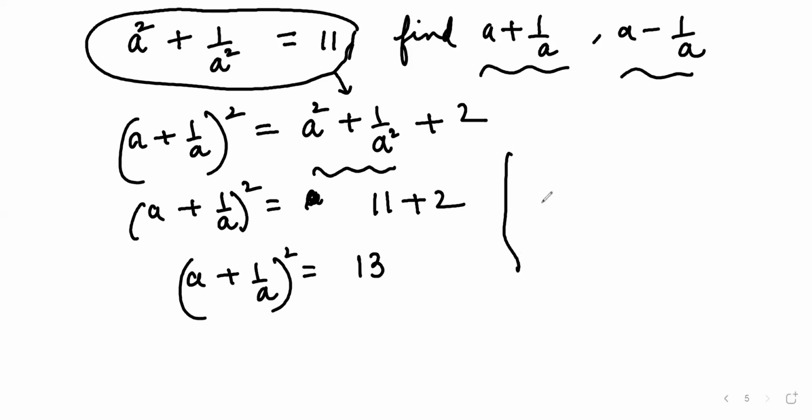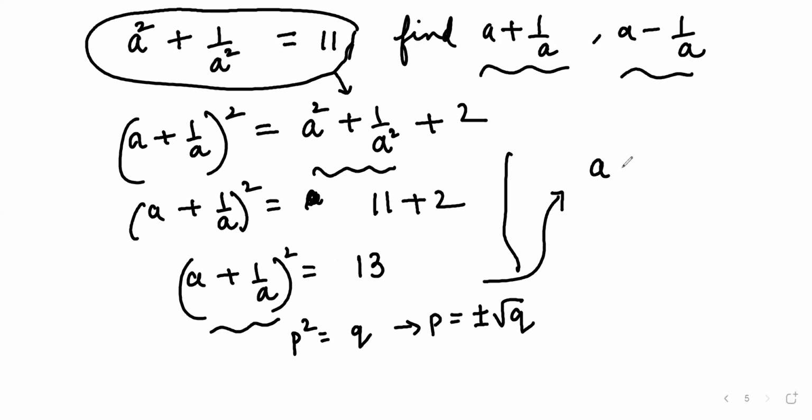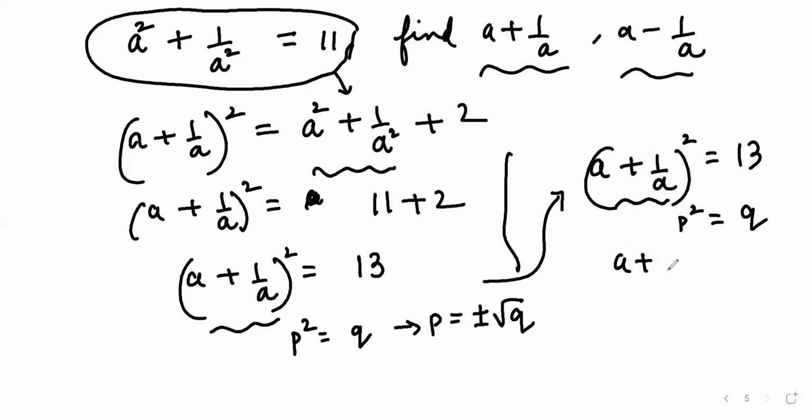Now, I told you that if P square is equal to Q, this implies P is plus or minus root Q. Likewise, apply the same logic here. A plus 1 by A, the whole square, is equal to 13. P square is equal to Q, P is plus or minus root Q. So what is P? P is this A plus 1 by A, which is what I want. P is equal to plus or minus root Q, plus or minus root 13.